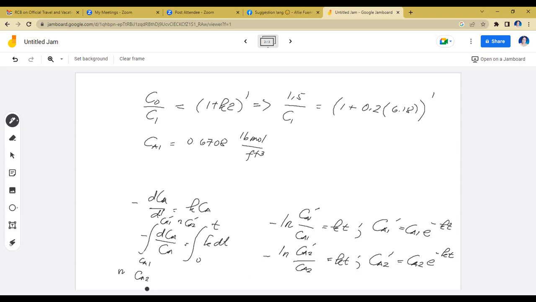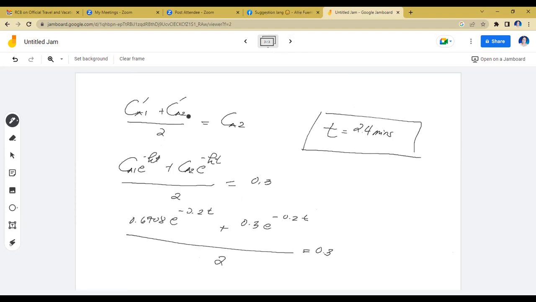You can do the same for the second reactor with initial concentration as CA2 and final concentration as CA2 prime. In that case, you will have CA2 prime equal to CA2 e raised to negative kt. These are the two formulas that you need to take the average of because they represent the final concentrations of the reacting systems in your two reactors when flow is stopped already. In the next slide, you will see that these two formulas were averaged and equated to the final concentration of the stream leaving the second reactor. So the expressions for CA1 prime and CA2 prime were averaged, divided by 2, and equated to 0.3.